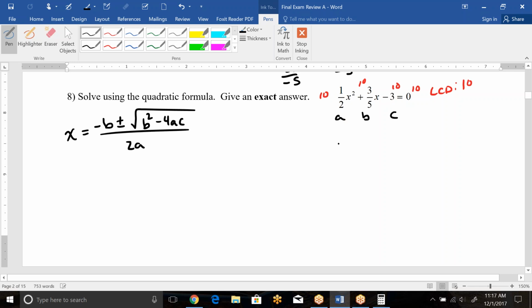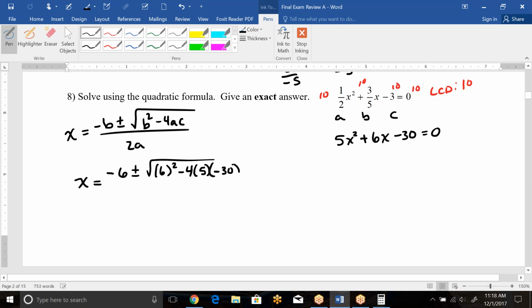So this would be 10 divided by 2 is 5x squared. 10 divided by 5 is 2. Then we have to times it by the 3 up top, so that would be 6x. And then negative 3 times 10 is negative 30, equals 10 times 0 is 0. So this makes this a little easier to plug into because now we are using just integers for our a, b, and c. So this would be x equals 6 is b, so negative 6 plus or minus 6 squared minus 4 times a, which is 5, times c, which is negative 30, all over, so this goes completely across the whole thing, 2 times a.